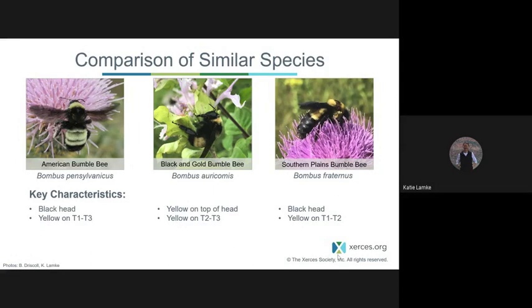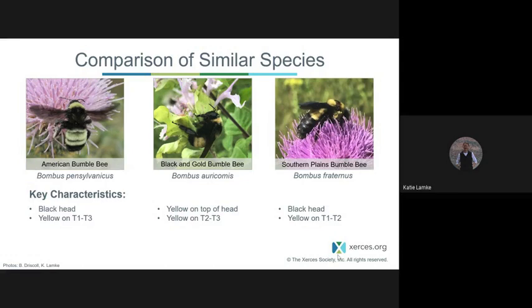So when trying to differentiate which bee you have, the key characteristics to look for with Pennsylvanicus are that there are black hairs on top of the head and the front of the face, and T1 through T3 has yellow. With Bombus auricomis, that one is going to have yellow on top of the head and yellow on T2 and T3. And Bombus fraternus is going to have a black head, but yellow on T1 and T2.